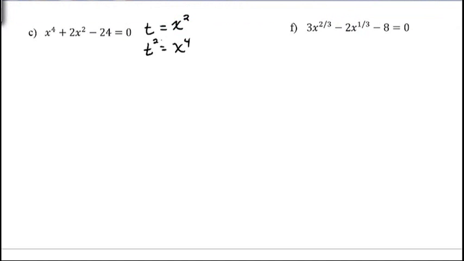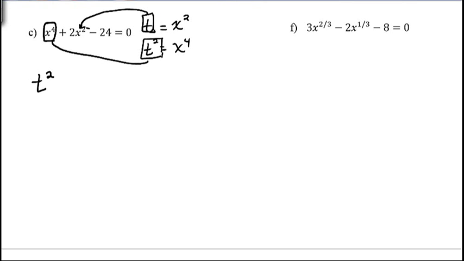Sorry, I put the box around the wrong thing. t squared is equal to x to the fourth. So I'm going to take this t squared and go underneath with it. We're going to replace the x to the fourth with t squared. And x squared is equal to t, so instead of x squared, I'm going to write t. So that would be t squared plus 2t minus 24 equals 0. So now this is exactly a quadratic, and we can factor this.